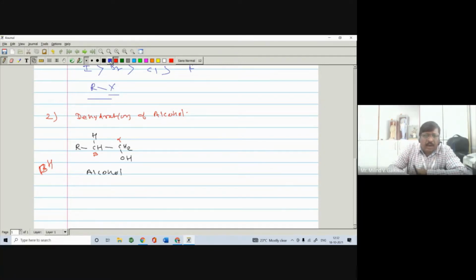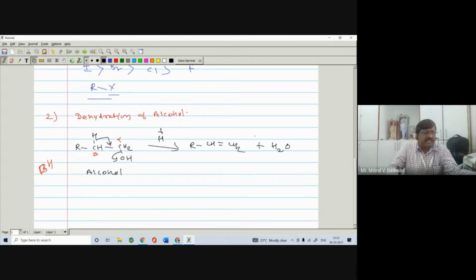Now, when it is treated with acid, H plus, what happens? Where is the bad leaving group? In the presence of acid, it leaves as a hydronium ion. This sigma bond will shift here and there is formation of the corresponding alkene, plus removal of water. So it is called a dehydration reaction. Depending upon the nature of the hydrogen, we can get different products.